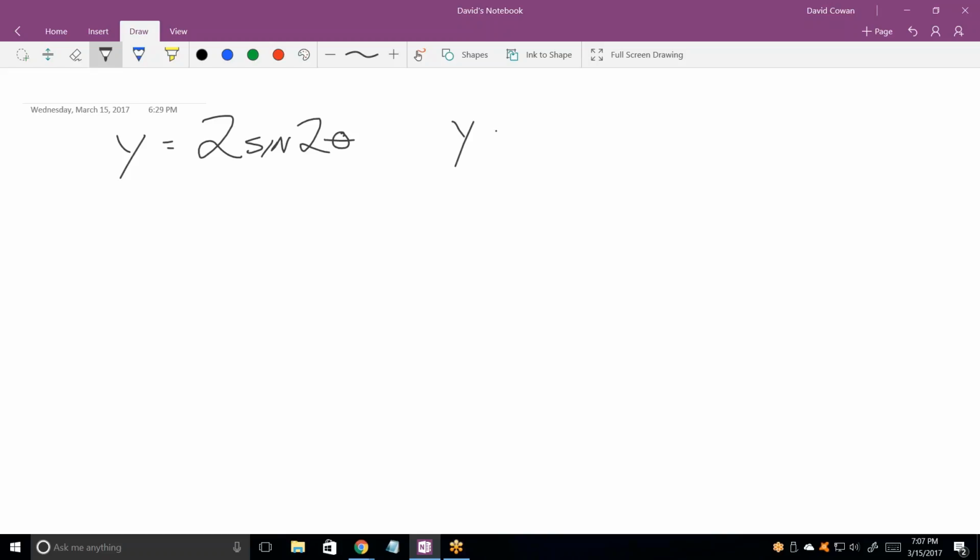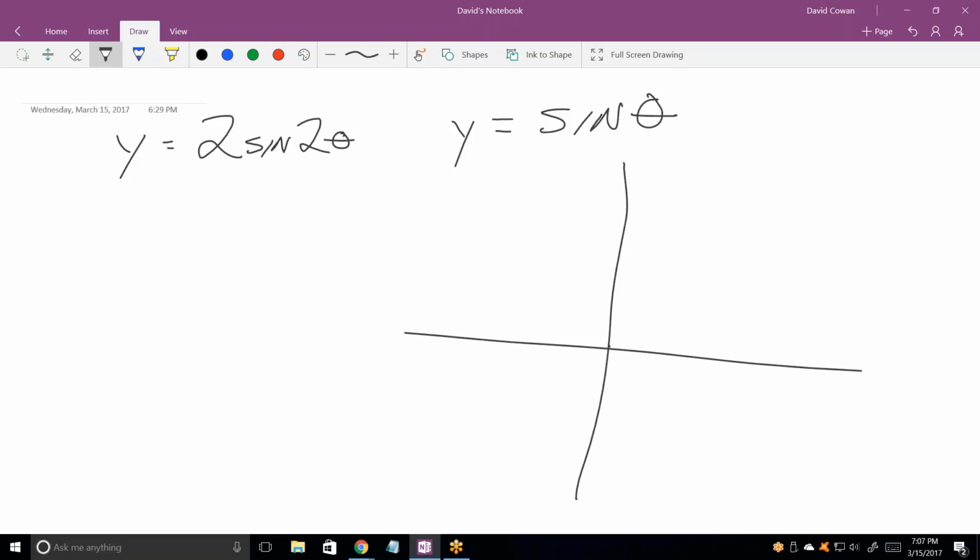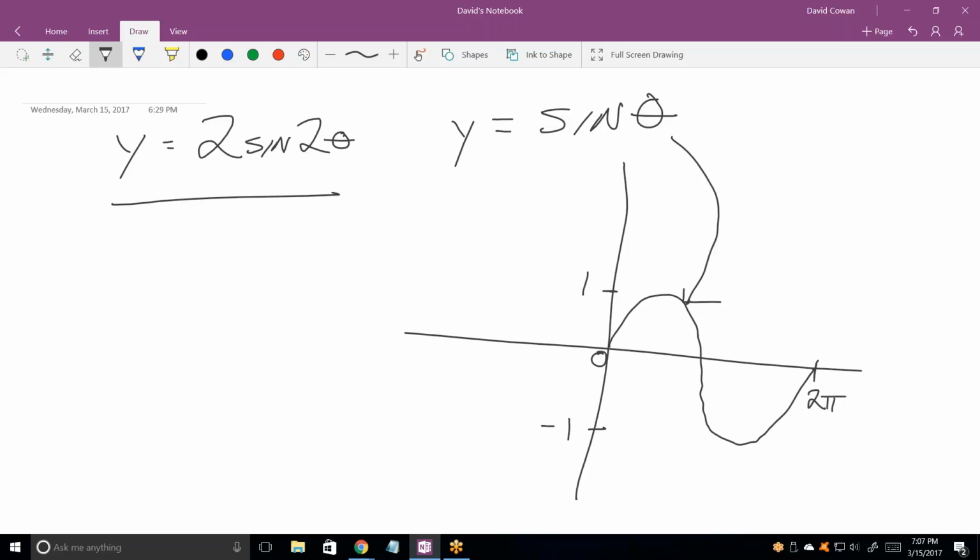So the parent function is y equals sine theta. And I know how to graph that. There's one period of it. It goes from 1 to -1 on the range, and the first period goes from 0 to 2 pi. So that's this function. Our function has two things going on, and you can do them in either order.